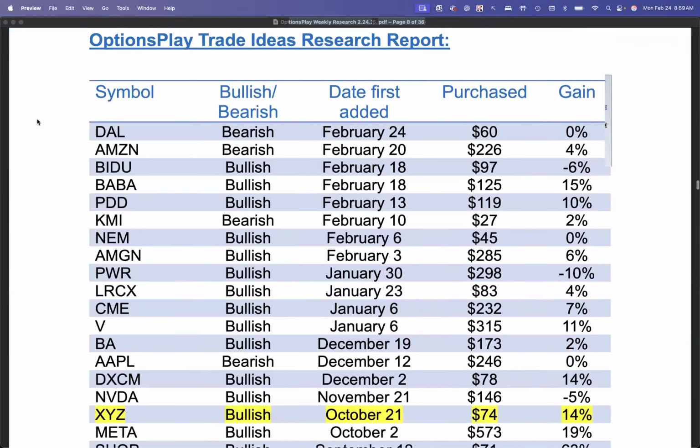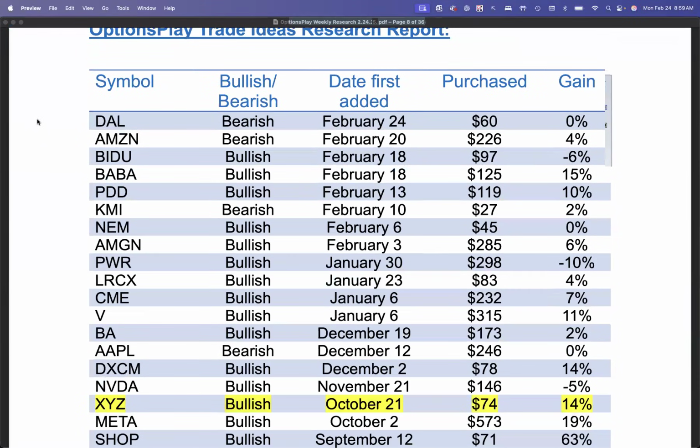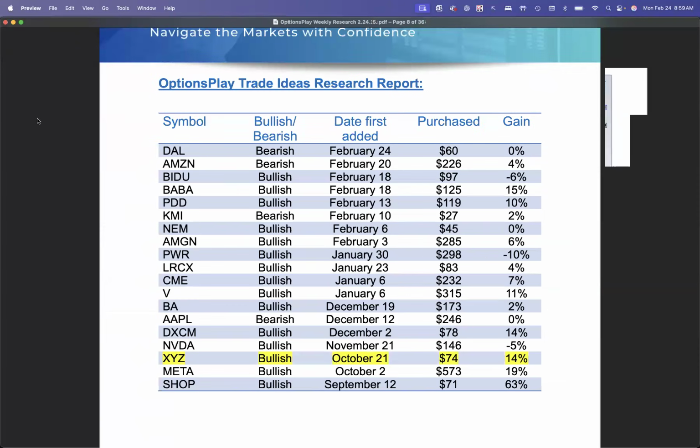So that's where we stand with regards to the macro view. Now, let's turn our attention to looking at the ideas for the week.